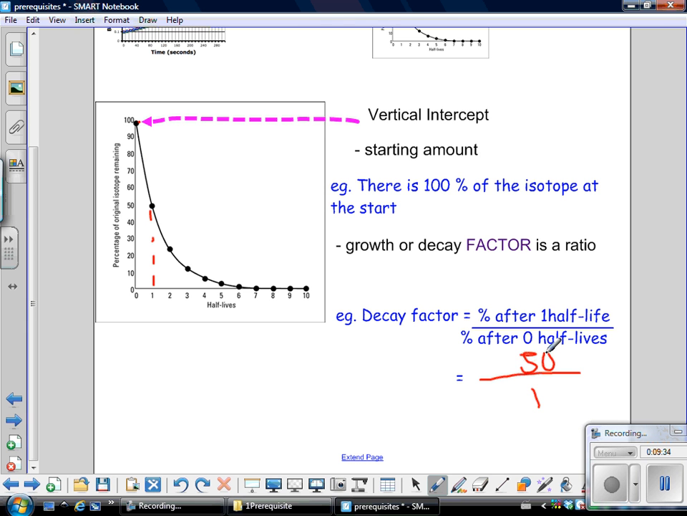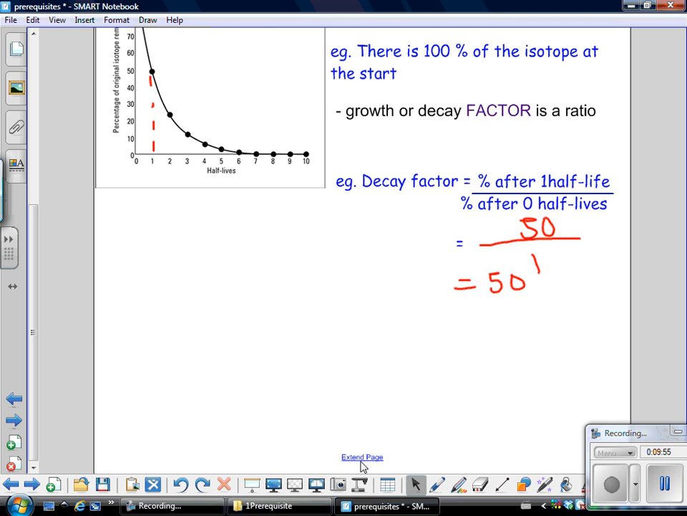So if I was looking at the decay factor for this example, it would be 50%. So my decay factor here would be 50. So if I was going to create an equation, that would be important for me. Last year, you made quite a few equations related to the financial mathematics, especially.